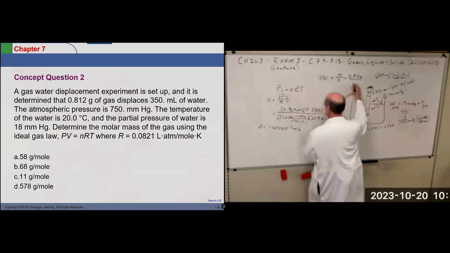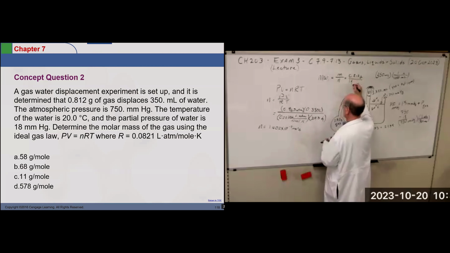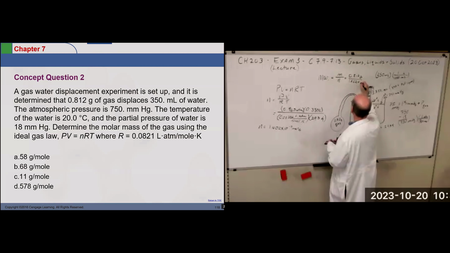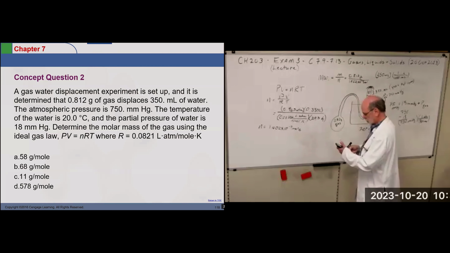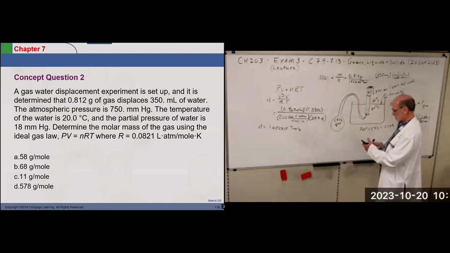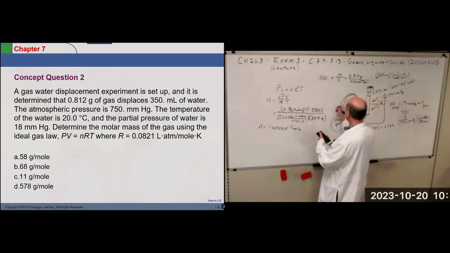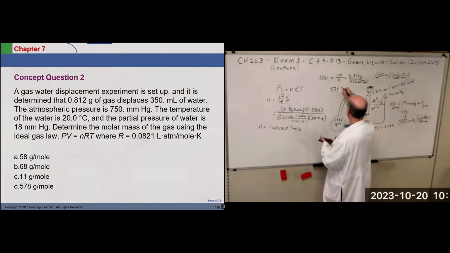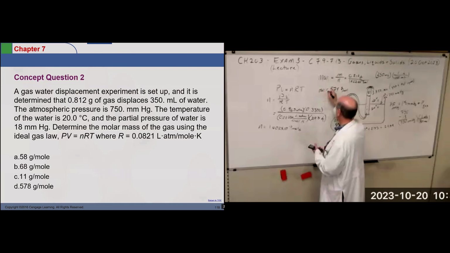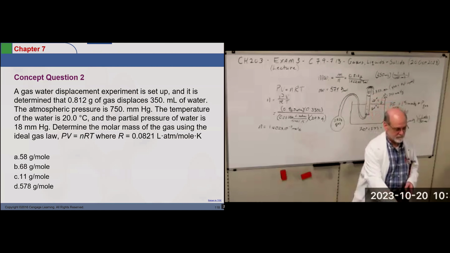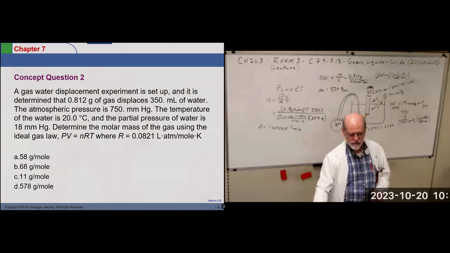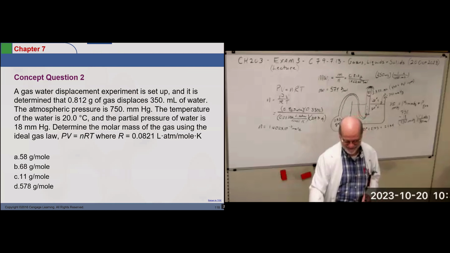Now we can put that up here. 1.402 times 10 to the minus 2 moles, and divide that into 0.812. And I get 57.9 grams per mole. Okay. Did I lose anybody? You're probably right.